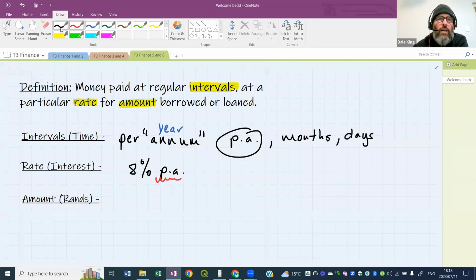Now let's talk about the last one. The amount, rands. We often call this the amount that you're going to borrow, the amount that you're going to invest, or the amount you're going to loan, the principal amount.